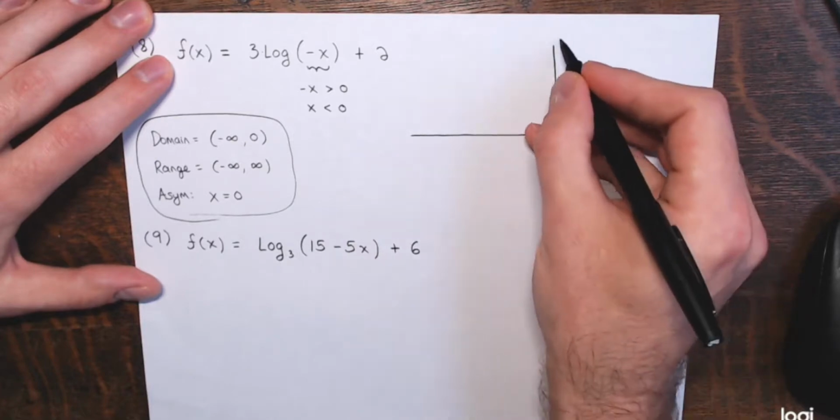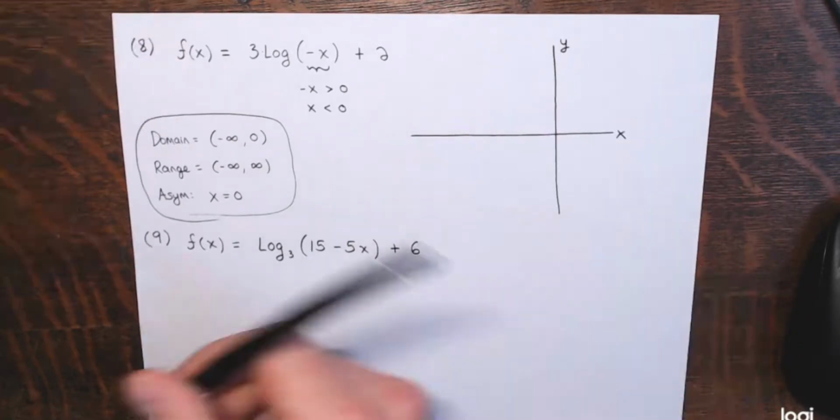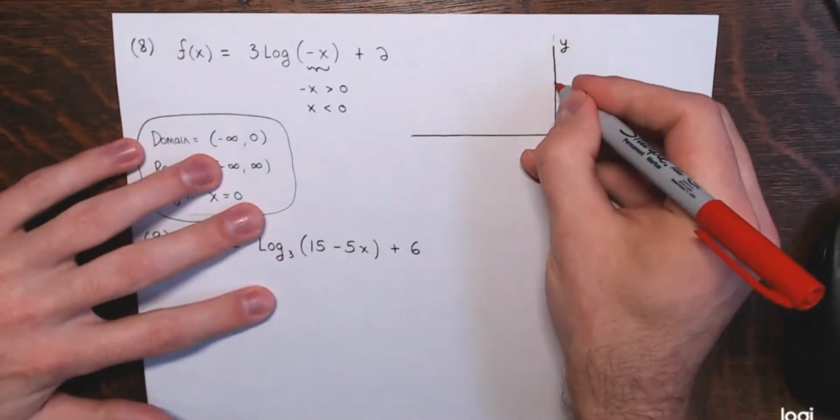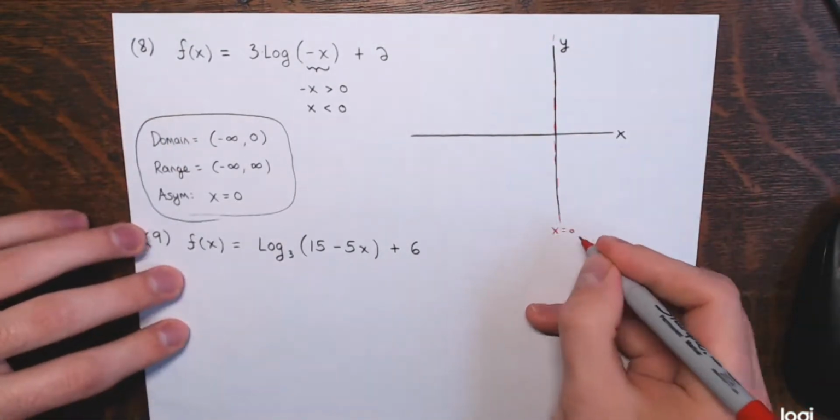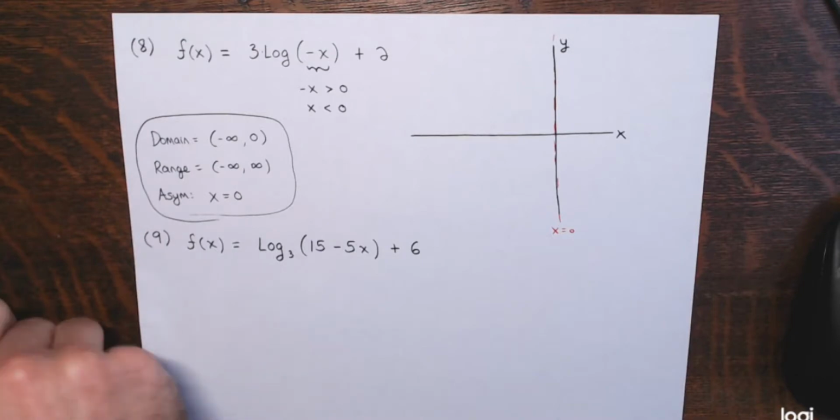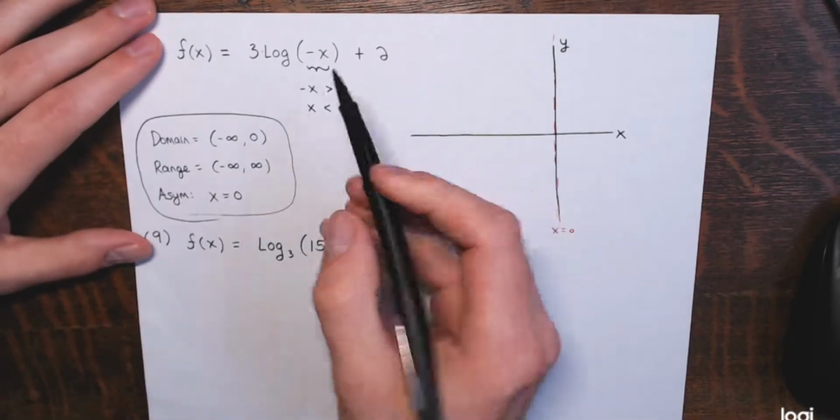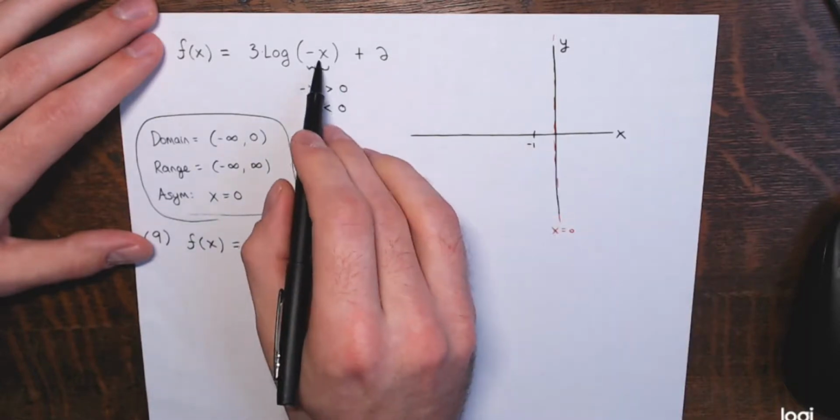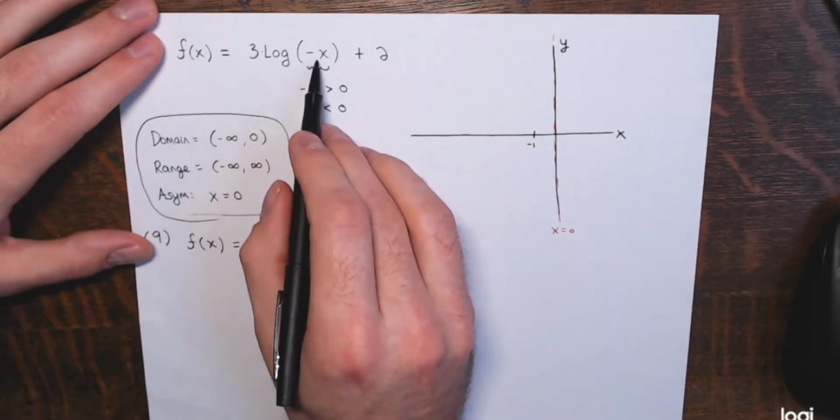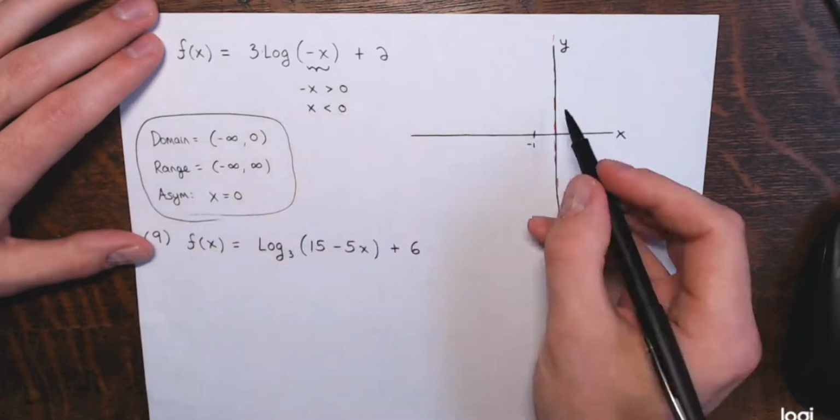All right, so the y-axis is the asymptote, x equals 0. There's the asymptote. And I can only plug in values less than 0. Now obviously if I plug in negative 1, that'll give me 1 in here, which has a logarithm of 0, and then 3 times 0 is 0, plus 2 is 2. So (negative 1, 2) is on the graph.